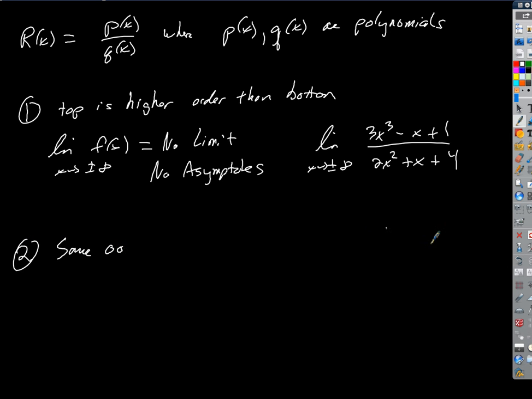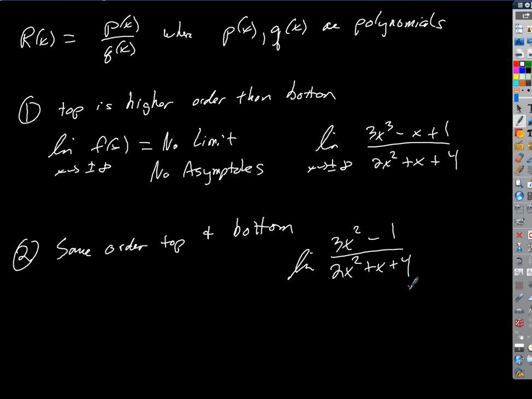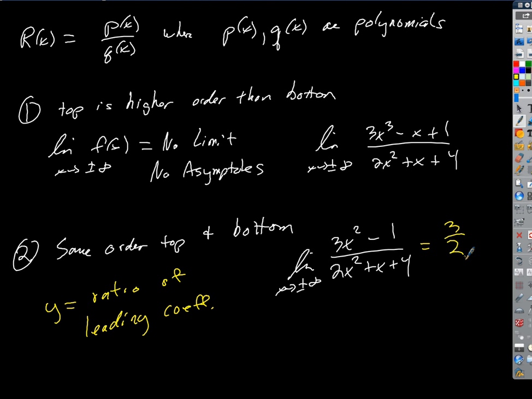Now, what if top and bottom are the same order? So for example, the limit of 3x squared minus 1 over 2x squared plus x plus 4, as we approach plus or minus infinity. What do we say about that? We have 3/2, right? Then we take the ratio of the leading coefficients. So we do get a horizontal asymptote, and it's at y equals the ratio of leading coefficients. So in this case, the limit is 3/2, right?